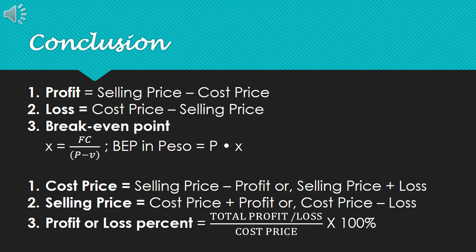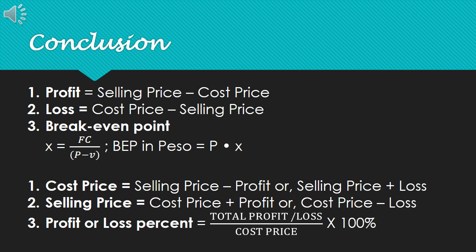For our conclusion, please memorize these formulas by heart. Number 1, profit equals selling price minus cost price. The next is loss equals cost price minus selling price. For break-even points, we have two formulas. First, BEP in units, which is equal to FC all over quantity P minus V. Another is BEP in peso, which is the multiplication of unit price and the number of units.